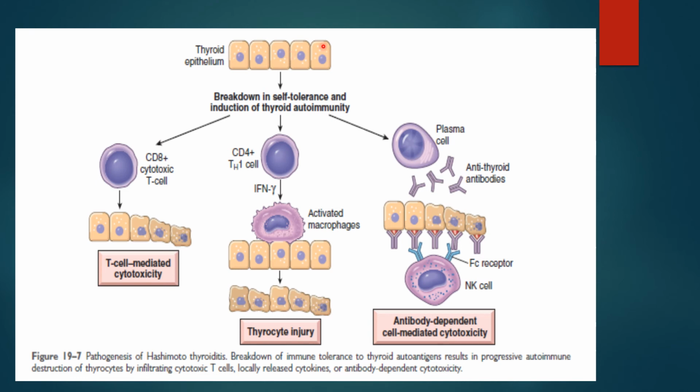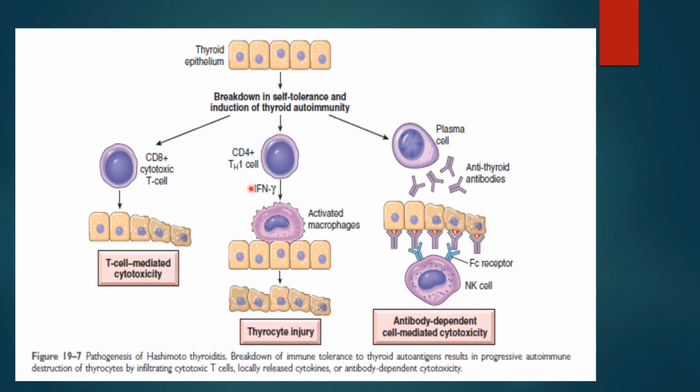Now, the diagrammatic representation of Hashimoto thyroiditis. You can see these are the thyroid follicular cells, thyroid epithelium, cuboidal cells. Breakdown in self-tolerance induction of thyroid autoimmunity occurs. First of all, when autoantibodies form in the body, it causes the CD8 cytotoxic T cell stimulation, which causes the cell-mediated hypersensitivity reaction, and cell-mediated immunity called the cellular destruction of these follicular cells.